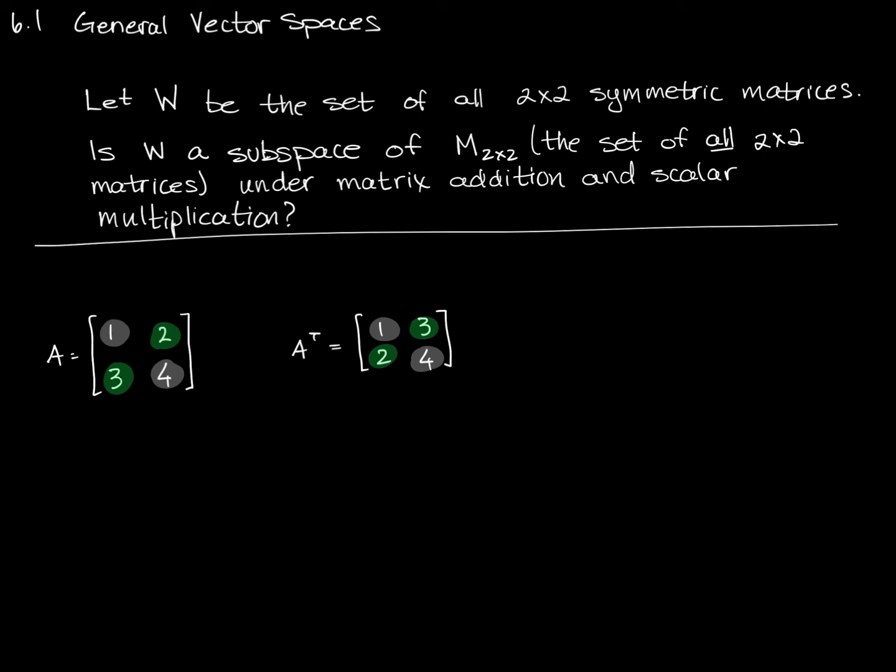And so if I want a matrix that's equal to its own transpose, then I'm going to need to, I think I'll just use the eraser, I'm going to need to make sure that these two numbers are the same, right? So whatever they are, I'm going to call them K.